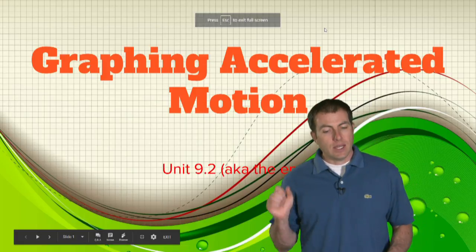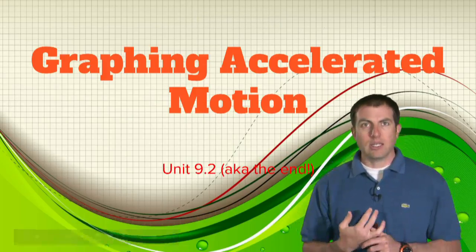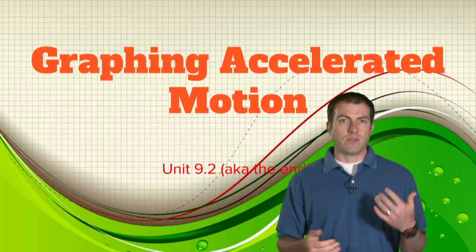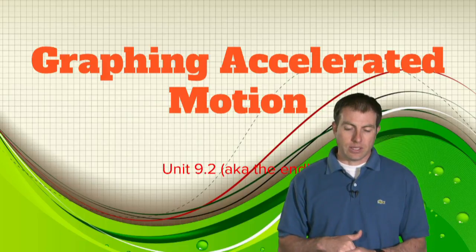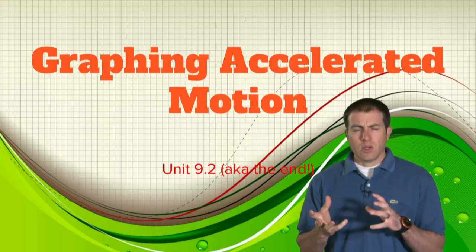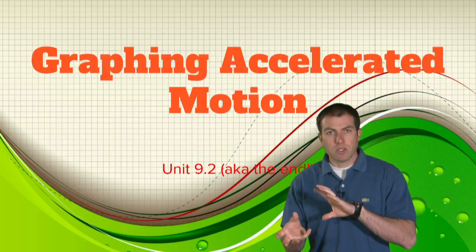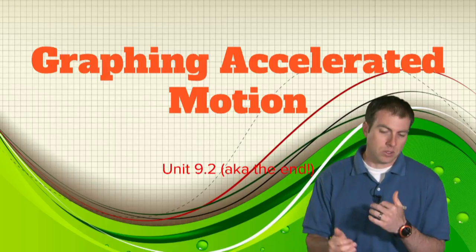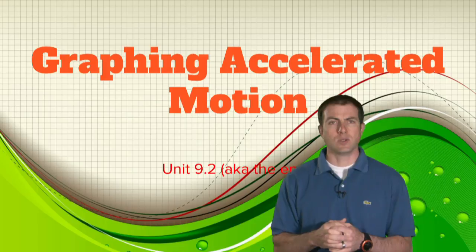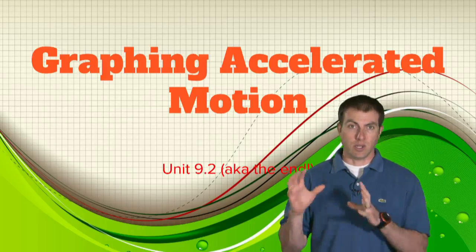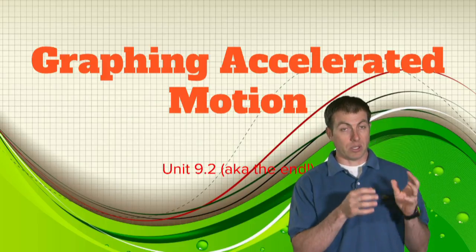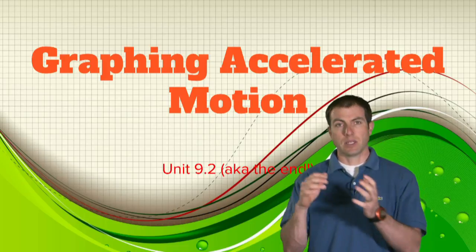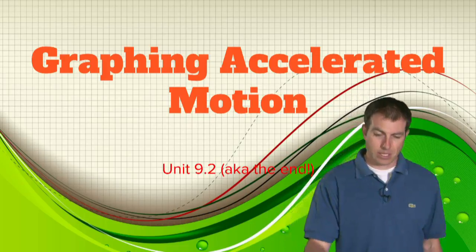So there you go. This is the last section of the year, and it is just kind of more of the same. So graphing accelerated motion. In Unit 8.1, we talked about velocity and displacement, distance, and the difference between these words, and then we looked at graphing it. Now in 9.1, we talked about acceleration, change in velocity. Now we're going to graph it. That's kind of how this goes.